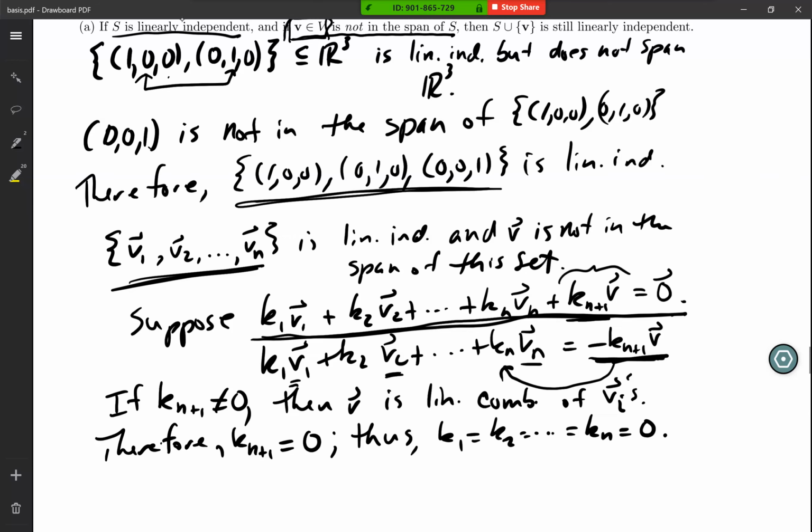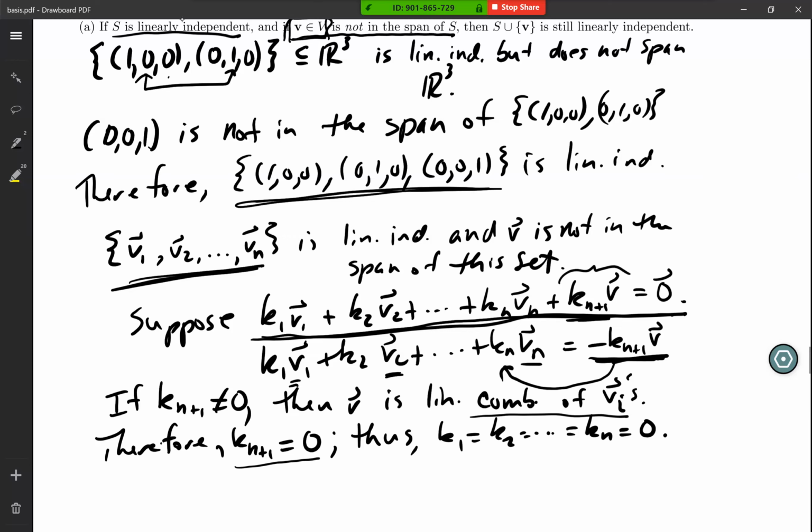So if my k sub n plus 1 here is not 0, then I can divide both sides by it, meaning that v would be a linear combination of v1 out to vn, but that's exactly what it means to be in the span of v1 out to vn. I would have v as a linear combination of the v sub i's, which we said didn't happen, right? So this part can't happen. So we must have that k sub n plus 1 was 0.